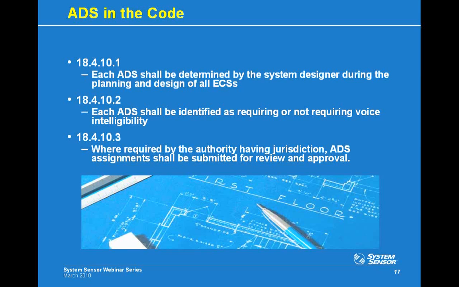Now that you know the definition of an acoustically distinguishable space, we will next look at how the code requires them to be determined. First, each acoustically distinguishable space is determined by the system designer during the planning and design phase of an emergency communication project. Second, each acoustically distinguishable space shall be identified as either requiring or not requiring voice intelligibility. And then finally, when intelligibility is required by the AHJ, the acoustically distinguishable space assignments will have to be submitted for review and approval.